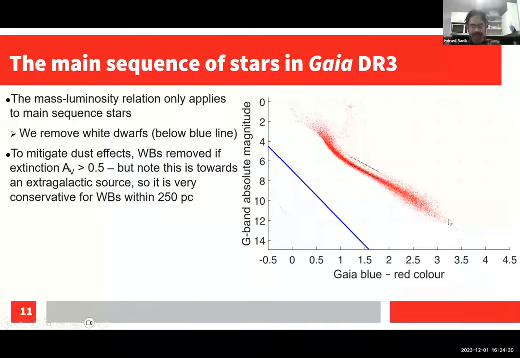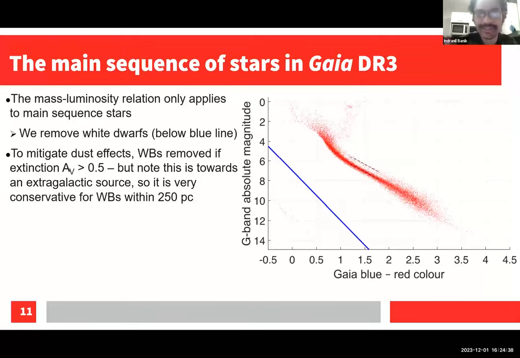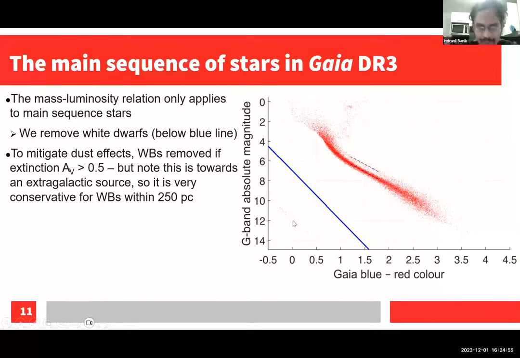The other thing I want to say about that is, the Pecaut and Mamajek relation only applies to main sequence stars. So that's the Gaia main sequence, if you like: the Gaia band absolute magnitude against the blue minus red color, or the blue apparent magnitude minus the red apparent magnitude. There are some stars here, which are basically white dwarfs, which we removed.